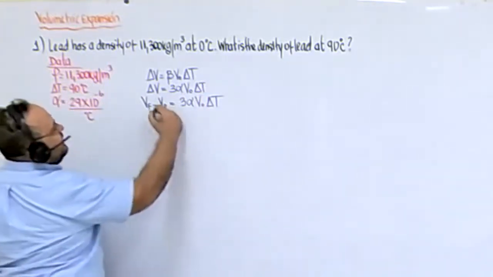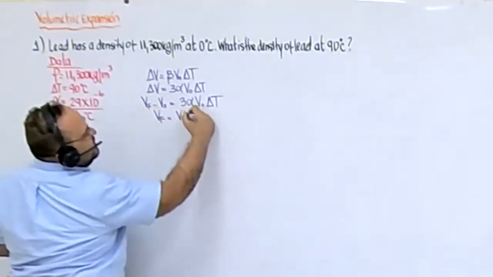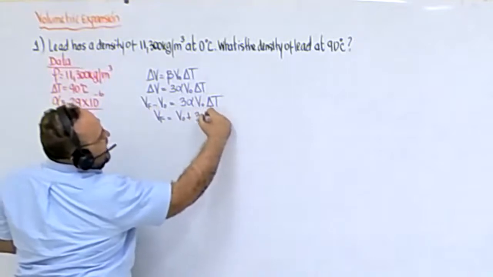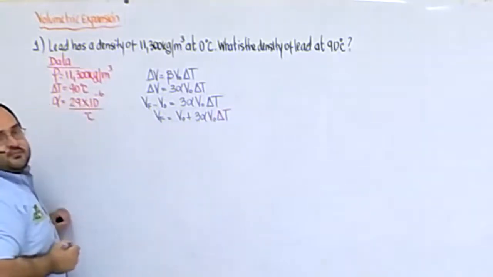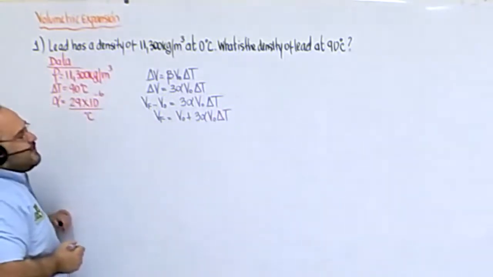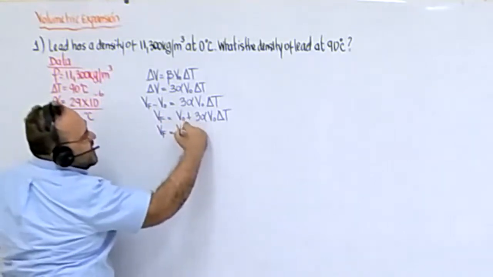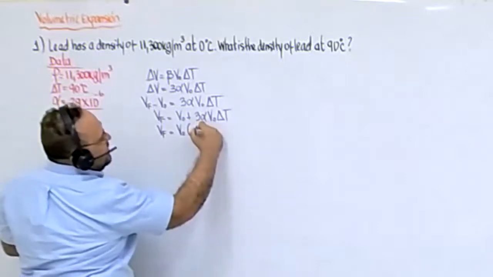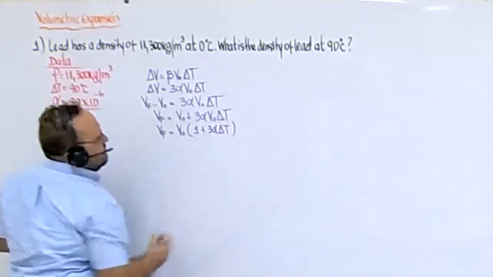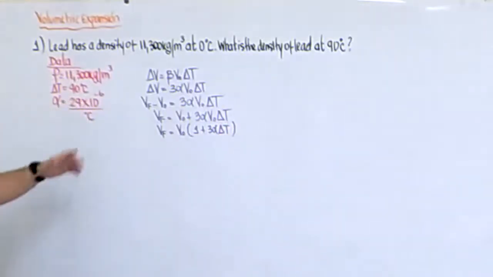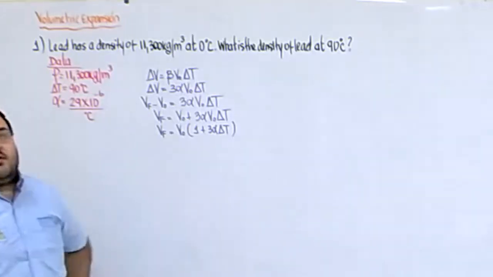If we're looking for the final volume, we get the initial volume because subtracting passes to adding, plus 3 times alpha, initial volume, delta T. And as you can see, we can take the common factor and we are going to obtain that the final volume will be the initial volume multiplied by 1 plus 3 times alpha delta T. Okay, we have a simplification. We are simplifying this formula once again. But who cares about this new formula?